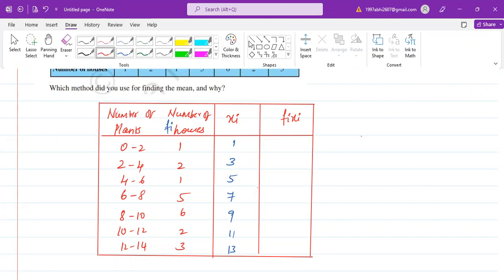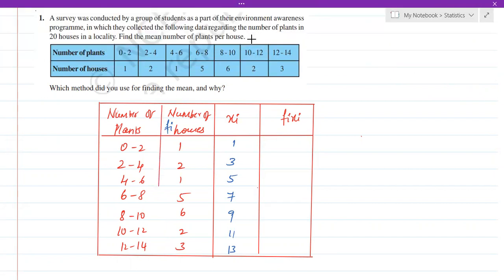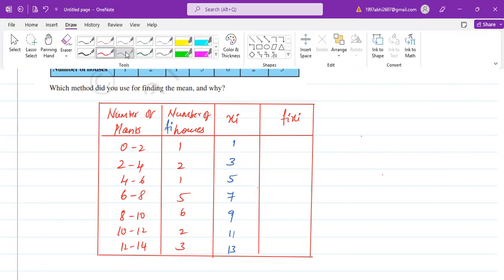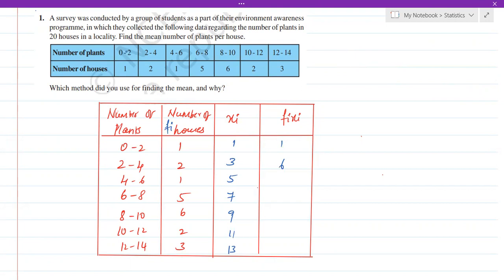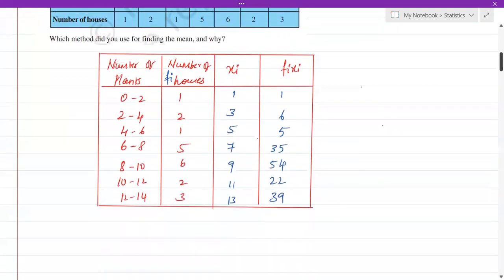The number of houses is actually the fi. So let's multiply fi and xi. 1 into 1 is 1. 1 into 1 is 1. 2 3s are 6. 1 5 is 5. 7 5s are 35. 9 6s are 54. 11 2s are 22. 13 3s are 39. Now, according to the formula, we need summation fi xi.